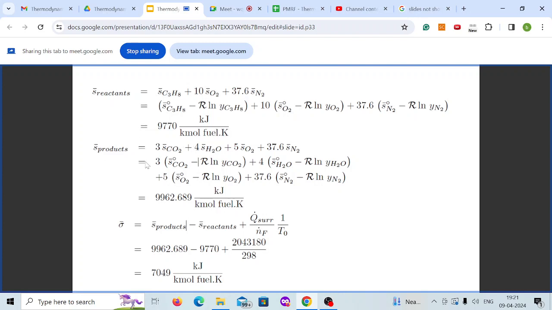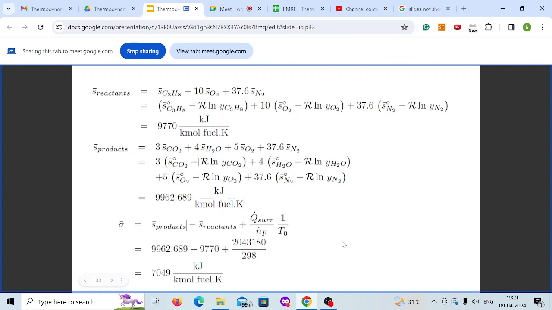The product is similarly 3 into the entropy of carbon dioxide plus 4 into the entropy of water plus 5 into the entropy of oxygen plus 37.6 into the entropy of nitrogen. Similarly, like the previous one, we can find the entropy values. Substituting the entropy values from the table and the mole fractions which you have found out, and R is the universal gas constant, you will get 9962.689 kilojoule per kilomole of fuel Kelvin.